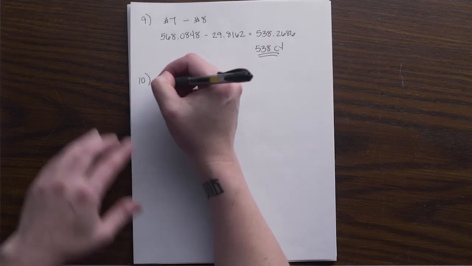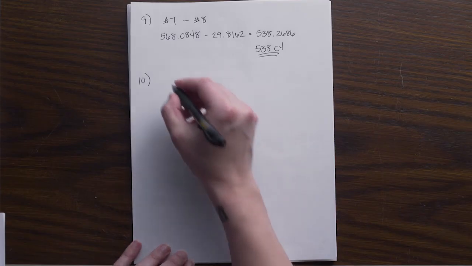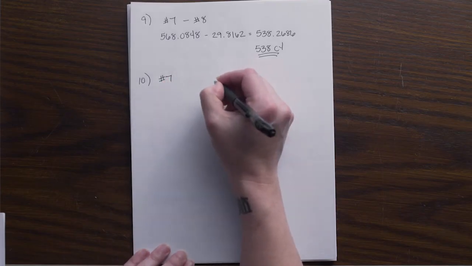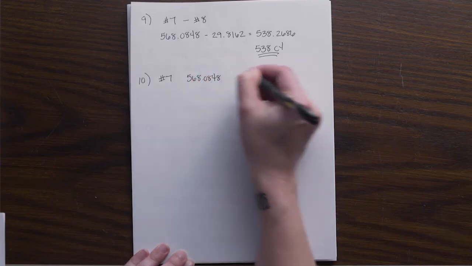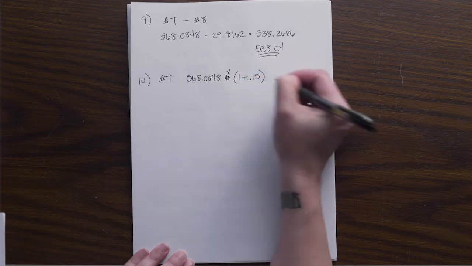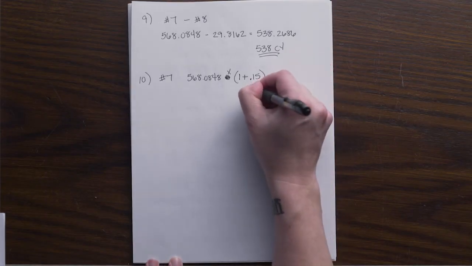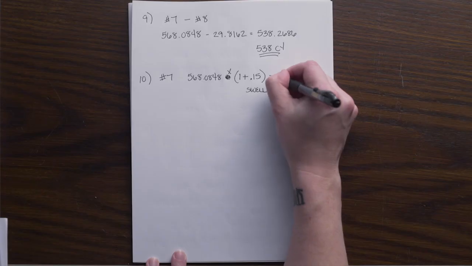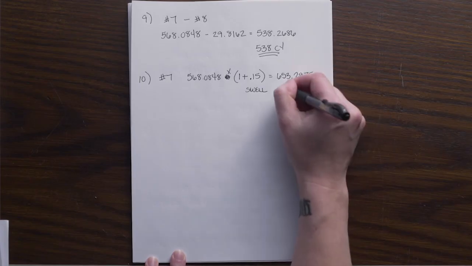So 10 is looking at how much we're going to haul away from the job site once we've excavated. We need to apply our swell factor to our excavation, which we calculated again in number 7. So it's our 568.0848 plus 1, multiply by 1 plus our swell factor of 0.15 or 15%. As we pull it out of the ground, it's going to swell up, so that's why it's called a swell factor. 653.2975, so roughly 653 cubic yards.